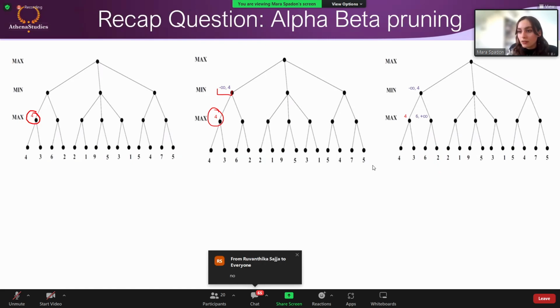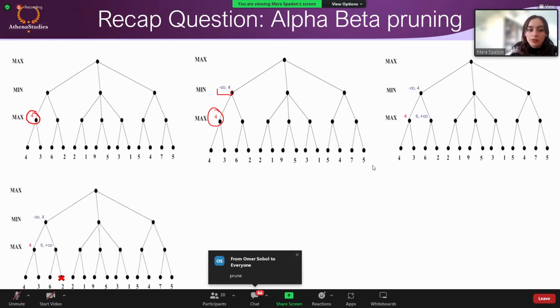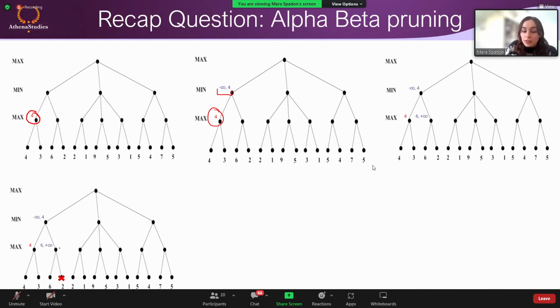Okay, so I think no, we don't have to look at it, right? Is that what you mean? Or no, we don't have to prune it? Exactly, prune. Yeah, I think that's what the others meant as well. So indeed we can prune it. And why is that? Because if we look here, we already had our value of 6, right?